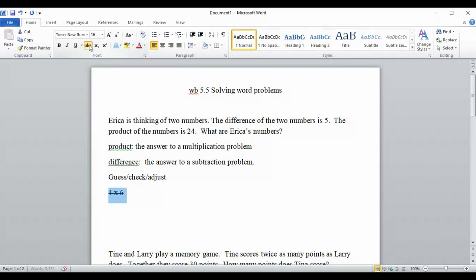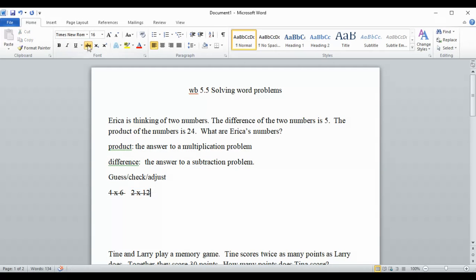So I'm going to leave them here on my list, but I'm going to cross them out. Then I'm going to think of two more numbers that might work. I know that 2 times 12 would give me 24. So I am going to write that down, 2 times 12. And that does equal 24 when I multiply. But when I subtract 12 minus 2, I get 10 and not 5. So those two are not going to work either. So I am going to cross those two out as well.